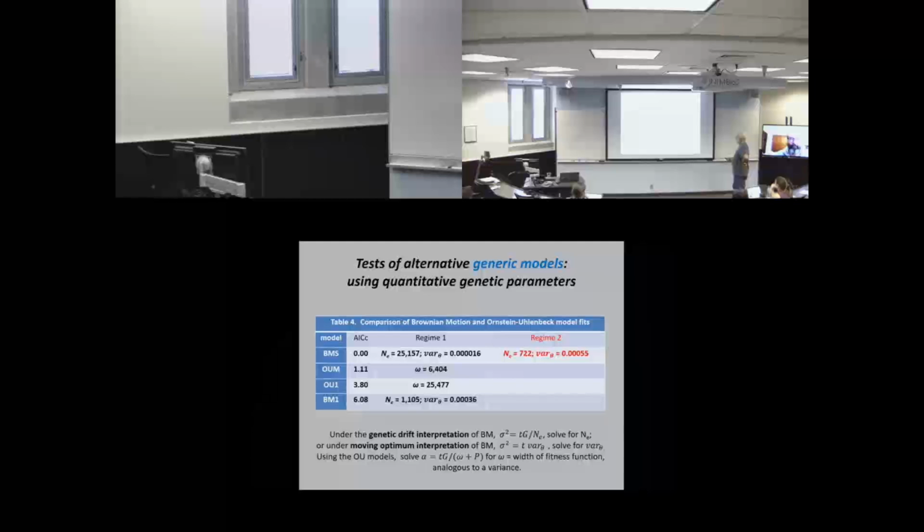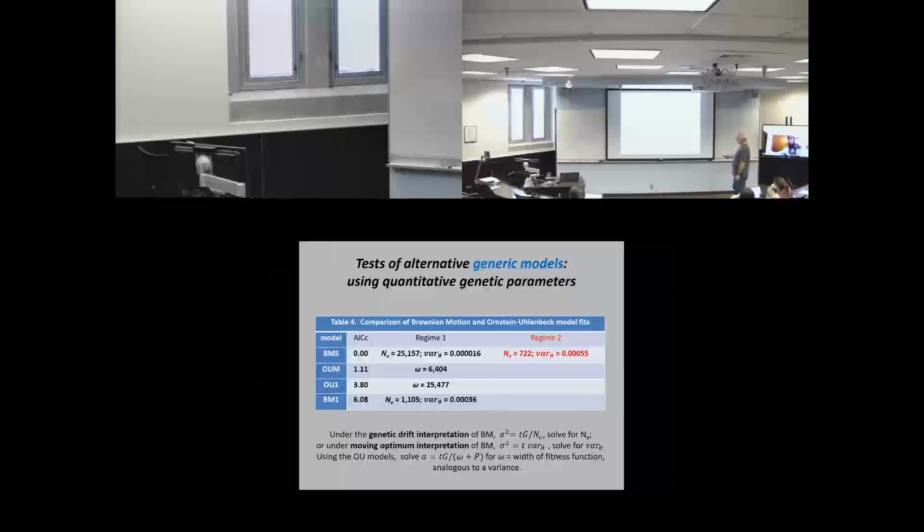From the standpoint of parameter estimation, what we're saying is under a two-regime BM model fit, we get an effective size of 25,000 in regime 1 and 700 in regime 2. Much faster evolution in regime 2, right? And we get a variance under the moving optimum interpretation. We get this value for the per generation variance in optimum, right? Don't really have any empirical, but if you take the square root of that, that's a small fraction of a phenotypic standard deviation per generation. Just a small movement.